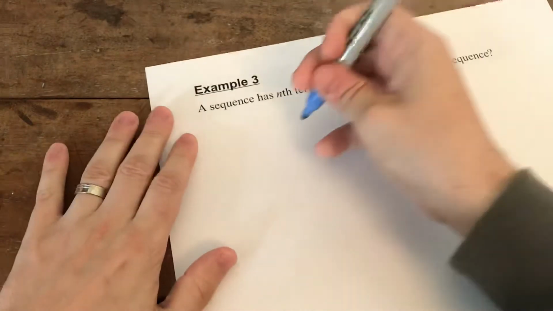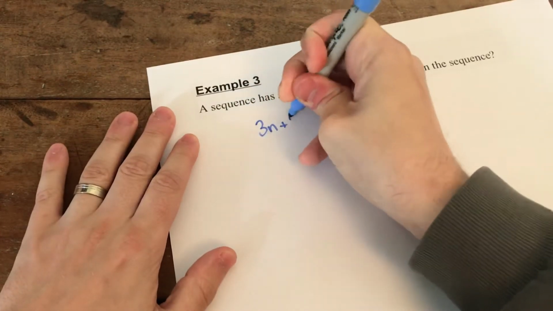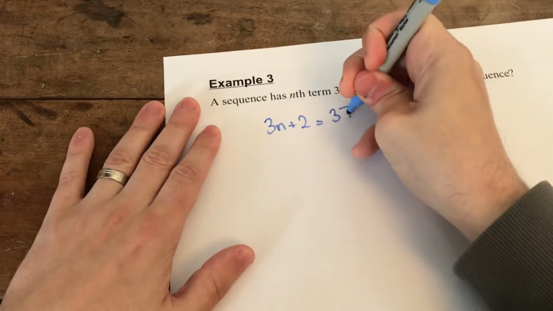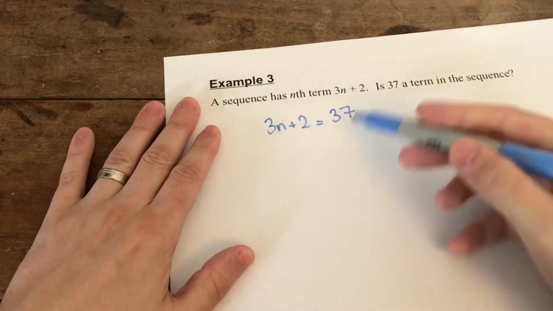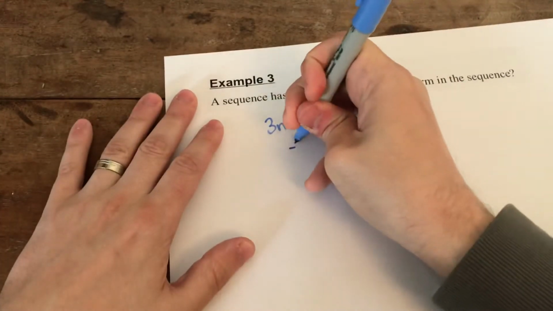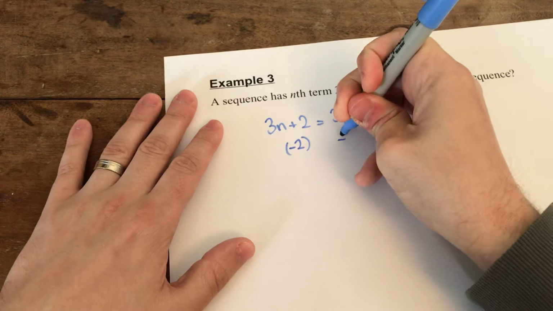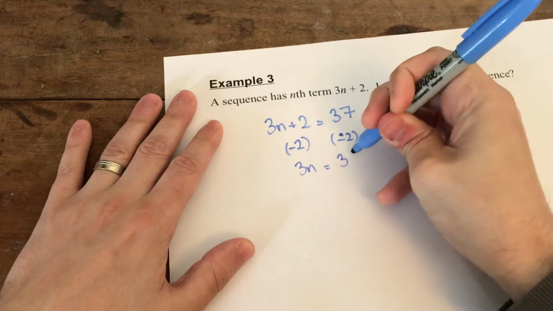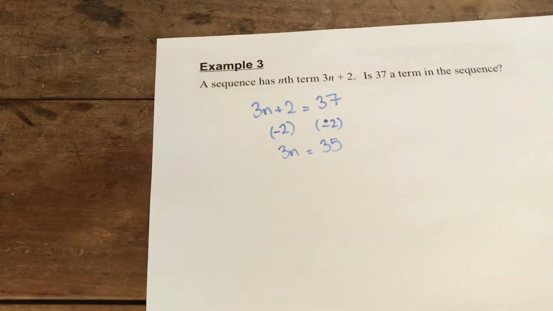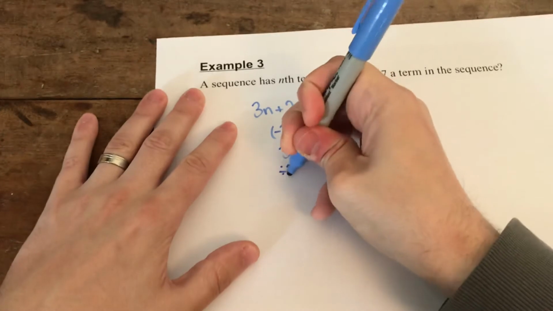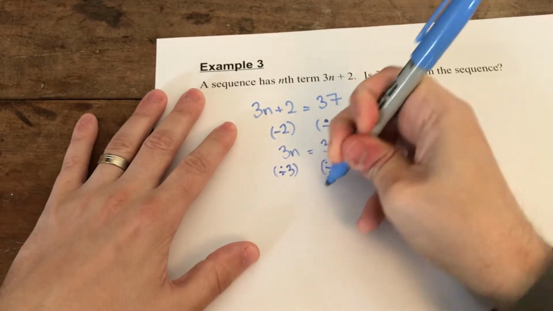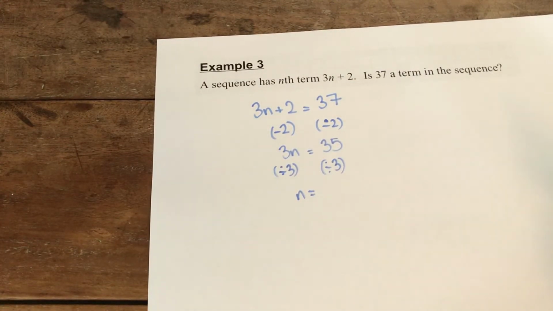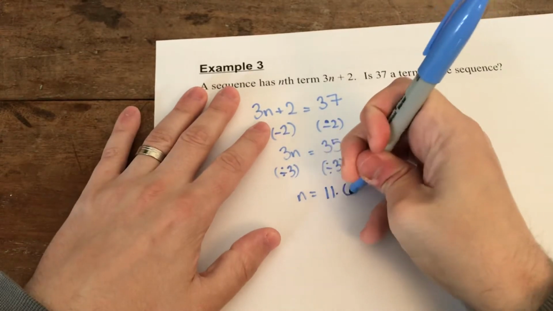So to do this, we set up an equation and we go 3n + 2 = 37. And what we do is we solve this. So the same as what we were doing last lesson, I take away 2 from both sides, and if I take away 2 from both sides, I get 3n = 35. I then divide this by 3. Now, notice that when I divide this by 3, I am not going to get a whole number. I'm going to get 11.6 recurring.